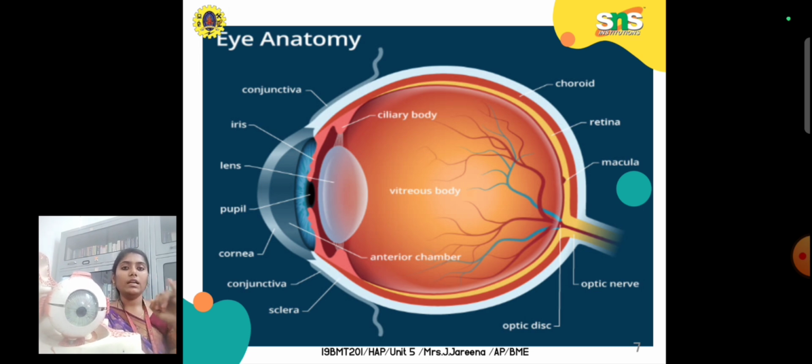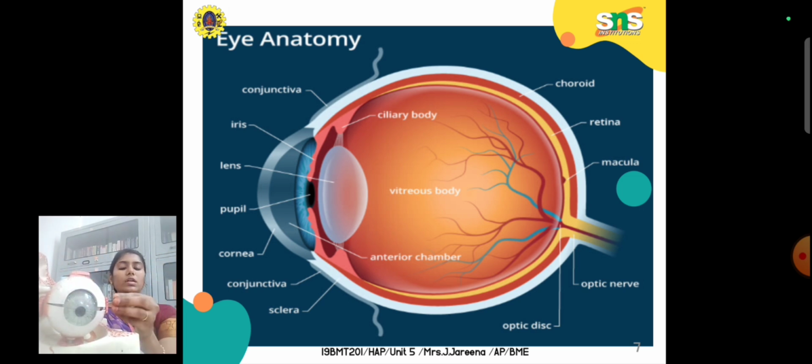So the first layer is the external layer. It is composed of two parts. One is cornea and then sclera. So the outer part is cornea, and then next it continues with sclera. It covers the back side of the eye. So altogether it forms a ball-like structure.